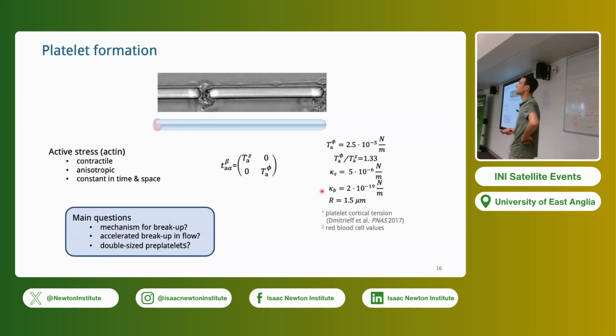So the main questions that we're asking is, what is the mechanism for this breakup? Why do these break up at all? What is the reason behind that? Can this model reproduce accelerated breakup in flow? So if we add a flow, do we see this effect that the breakup happens faster? That is seen in the experiment. And finally, can this mechanism also explain the occurrence of these double-sized platelets, these so-called pre-platelets?